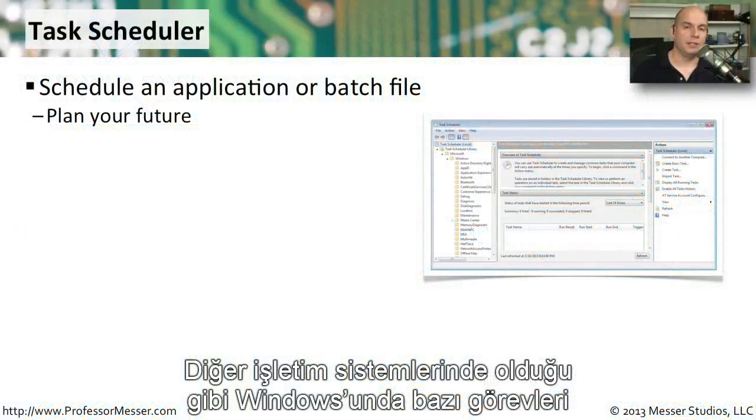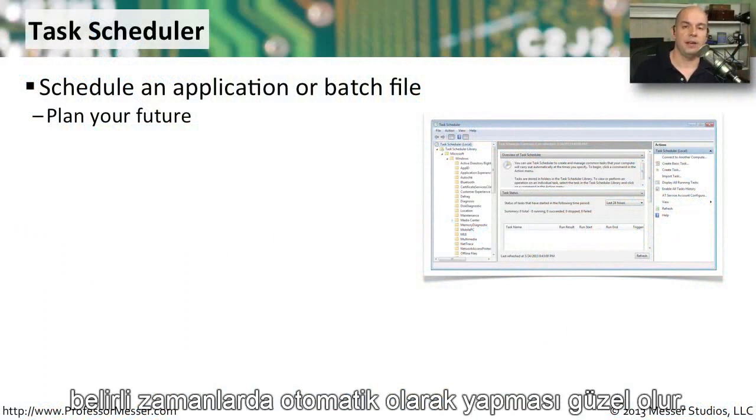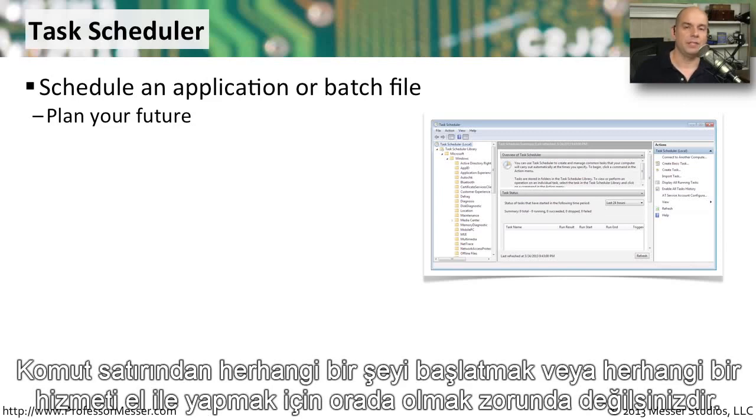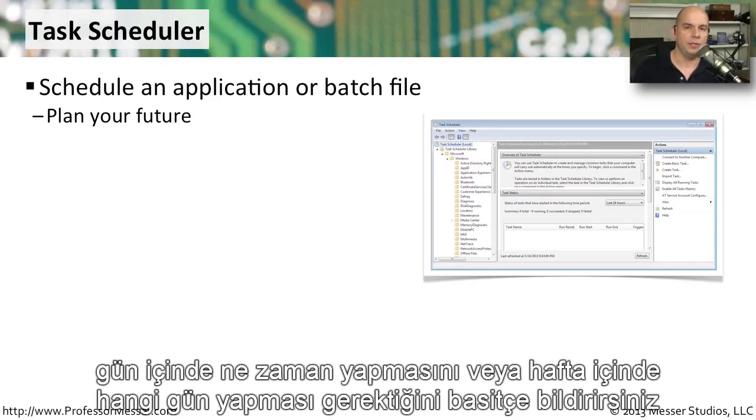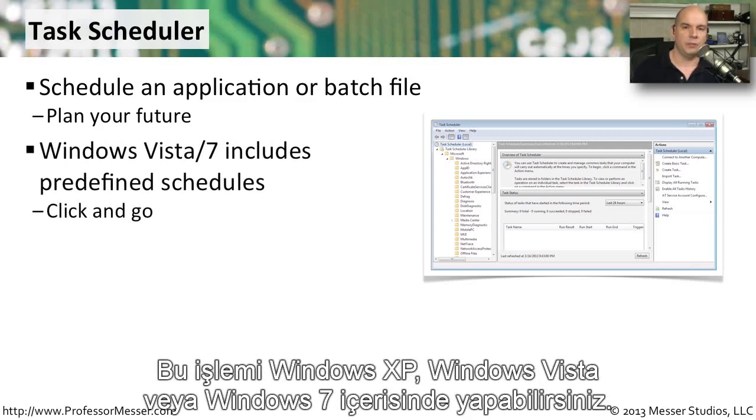Like any operating system, it would be nice if Windows could perform some tasks at a certain time of day automatically. You wouldn't have to be there starting up any command line services. You wouldn't have to run any particular tasks manually. You can simply tell Windows to perform whatever task you'd like at any particular time of day or day of week. This works inside of Windows XP, Windows Vista, and Windows 7.